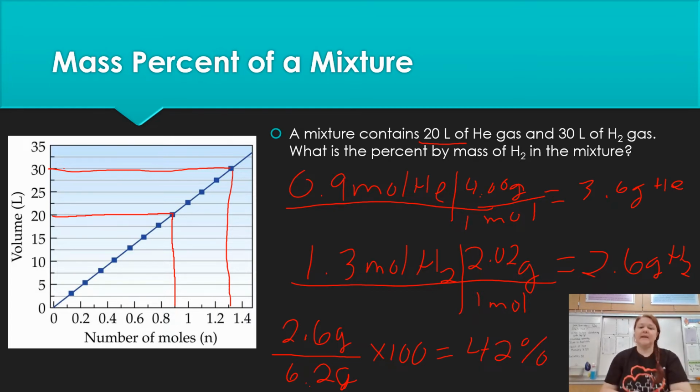All right, so that's telling us if we have 20 liters of helium and 30 liters of hydrogen gas, 42% of our mass in that container is from hydrogen. 42% of the mass is from hydrogen. All right. So even though we look at this and say, well, we have more volume of hydrogen, it actually has less mass overall because helium gas weighs more. Okay, so that's something we can also see from this.